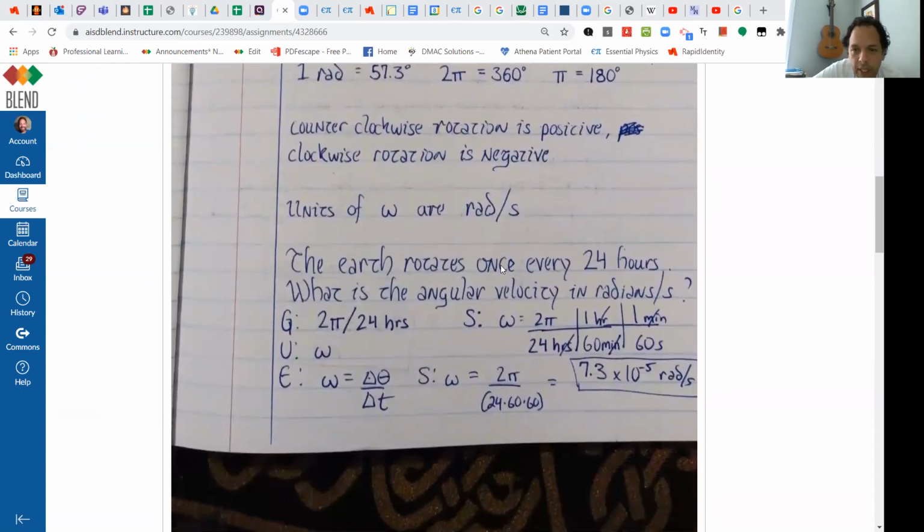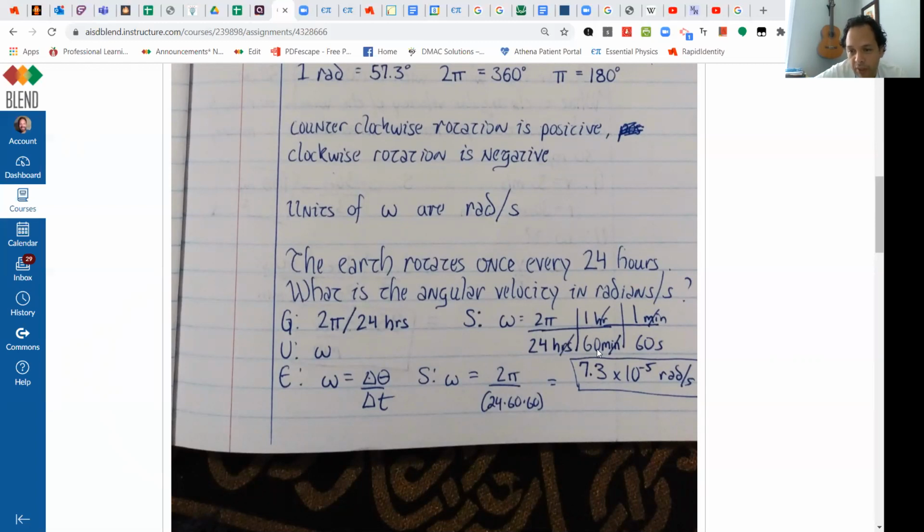example problem. The Earth rotates once every 24 hours. What is the angular velocity in radians per second? Okay, so what did they give us? Well, we know that in 24 hours, it rotates 360 degrees, a full rotation. So we know that it's 2 pi every 24 hours. What is the angular velocity? Well, it's the change in angle over the change in time. So 2 pi over 24, right? But then we don't want hours. We want to change hours into seconds.